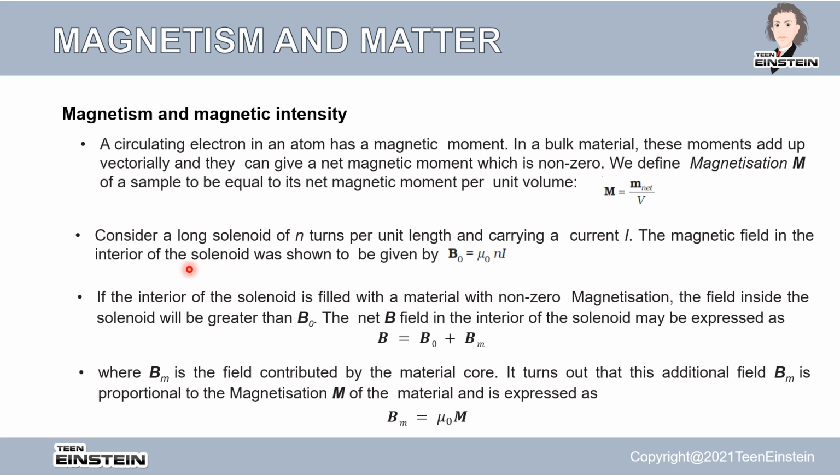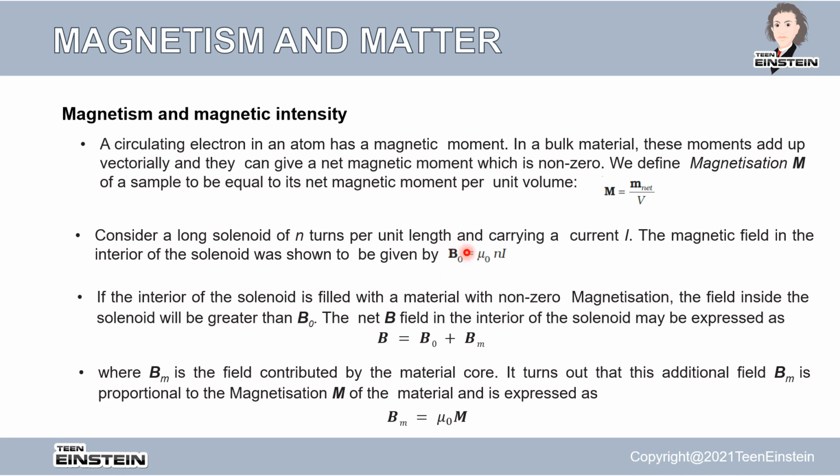So consider a long solenoid of n turns per unit length and carrying a current I. The magnetic field in the interior of the solenoid was shown to be given by B0 equal to mu 0 nI. So we are using a 0 here because this is a solenoid and inside the solenoid there is nothing but vacuum or air. So in this case, B0 equal to mu 0 nI. This is the magnetic field in the core of the solenoid, in the interior of the solenoid, produced because of the current passing through the turns. Now, if you take the solenoid and fill it with some material with non-zero magnetization, now what happens to the magnetic field in the interior of the solenoid?